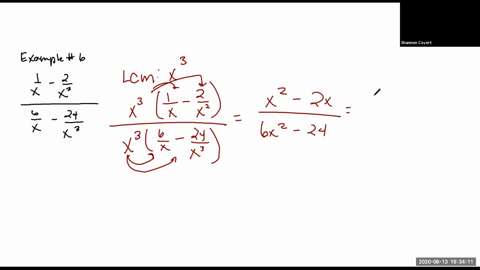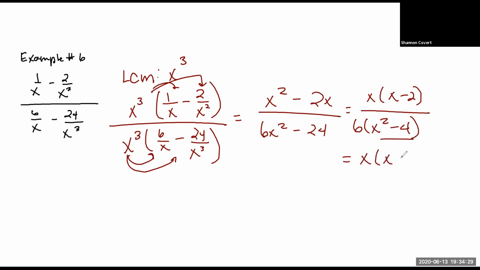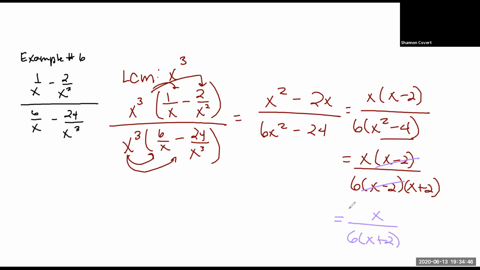Once again, greatest common factor in my numerator is an x, leaving me with x minus 2. Greatest common factor in my denominator is 6, leaving me with x squared minus 4. I have a difference of squares again in my denominator, so my numerator is x times x minus 2. My denominator becomes 6 times x minus 2 times x plus 2. I'm able to reduce the x minus 2 in my numerator and denominator, leaving me with x over 6 times x plus 2. And that is my solution.